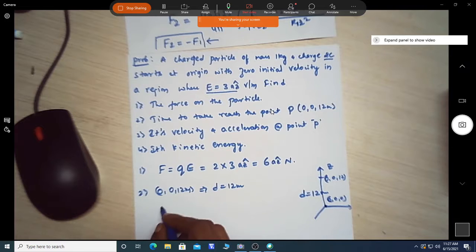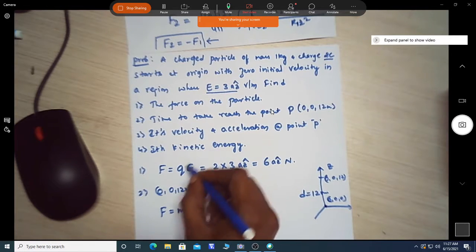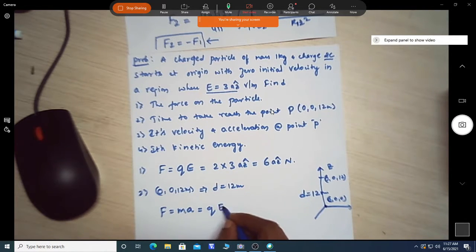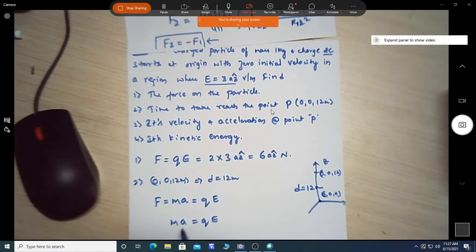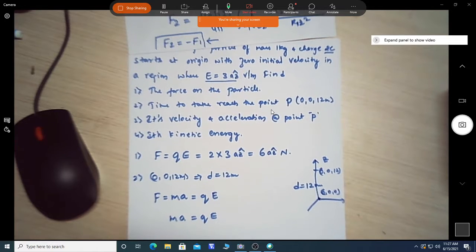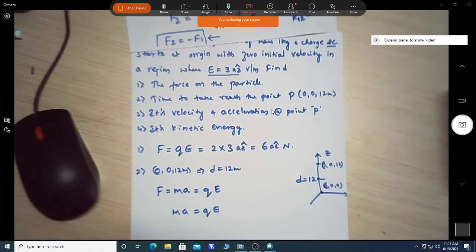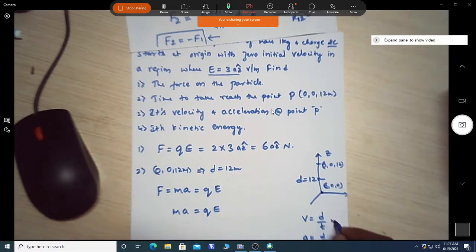Now we know that the force equals m into a, mass into acceleration, and also equals the charge into the electric field intensity. So we can take m into a equals q into E. Acceleration can also be written in terms of distance and time: velocity equals distance by time, and acceleration equals distance by time square, in meter per second and meter per second square.